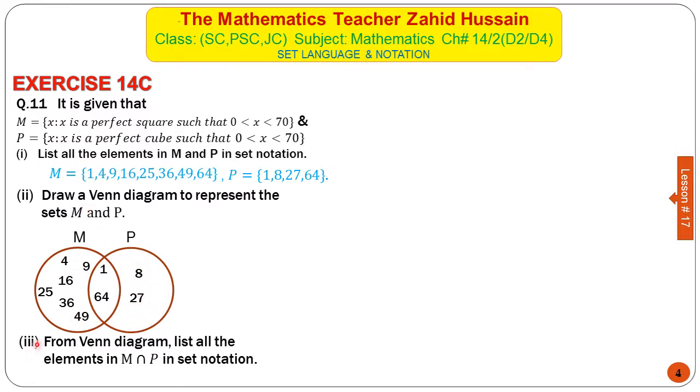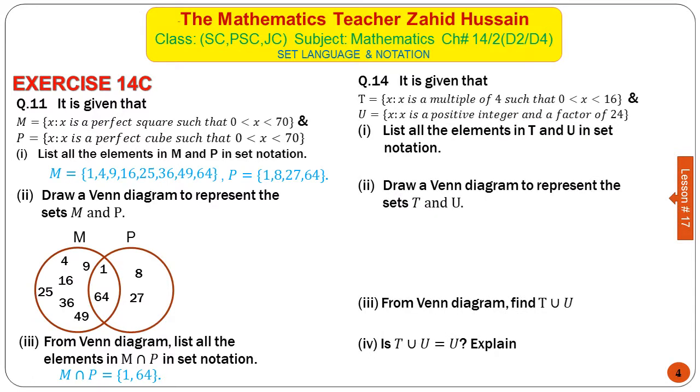In the third part you are asked to list the elements of M intersection P from this diagram. So these are the elements which are in a region which is a region including in M and P also. So M intersection P is equal to a set having elements 1 and 64.